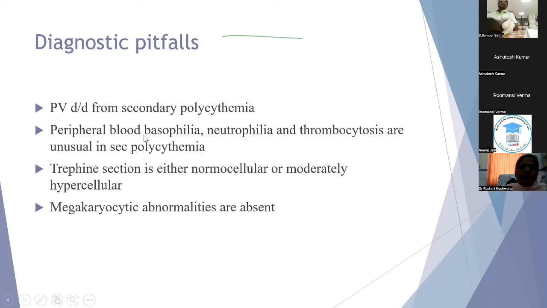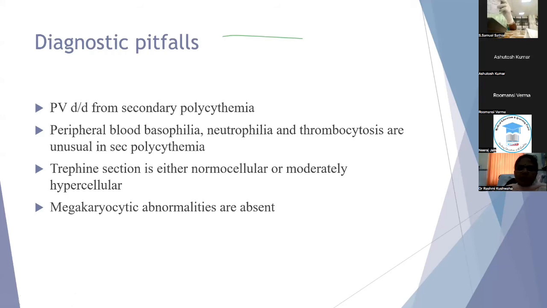And now, what are the clues that we can get from the peripheral blood, the bone marrow aspirate and Trephine section, which can help us to delineate whether a case is primary erythrocytosis or secondary erythrocytosis? Of course, the history is very important in such cases, but if there is peripheral blood basophilia, neutrophilia, and associated thrombocytosis, these findings are usually seen in polycythemia vera or primary polycythemia, and they are not seen in secondary erythrocytosis.